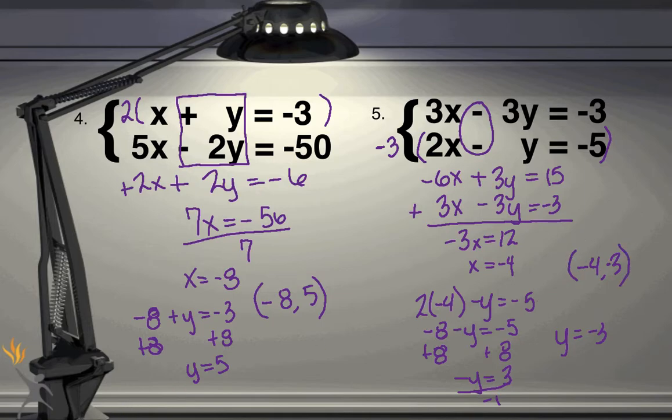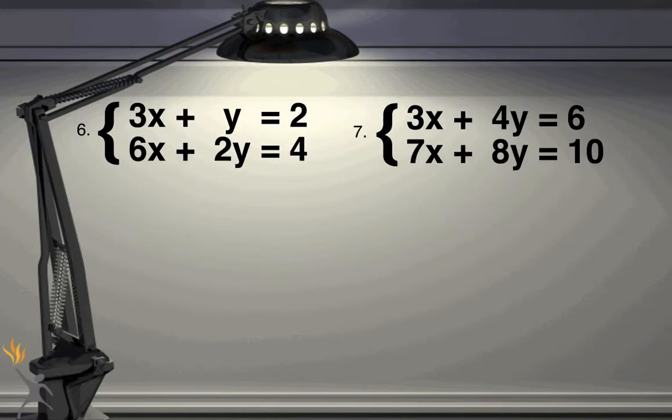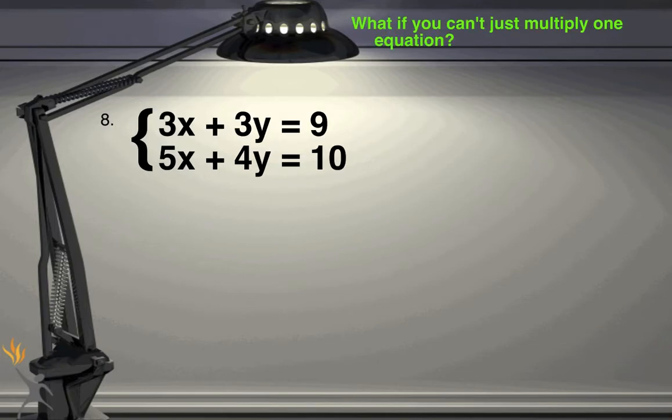All right. Now let's take a look at another structure of problems. What if we can't find just one where I can multiply a single equation? Let's jump to number 8 in your notes. What if I can't find just one? So if I multiply 3 times 5, I get 15. That's my lowest common multiple.